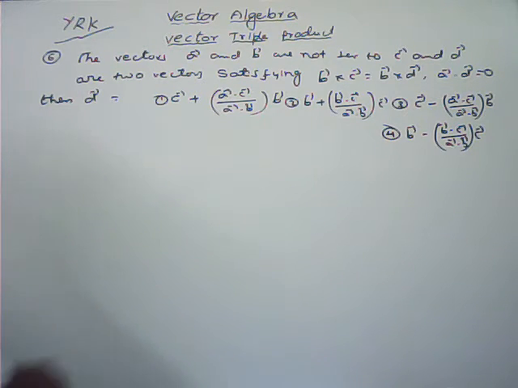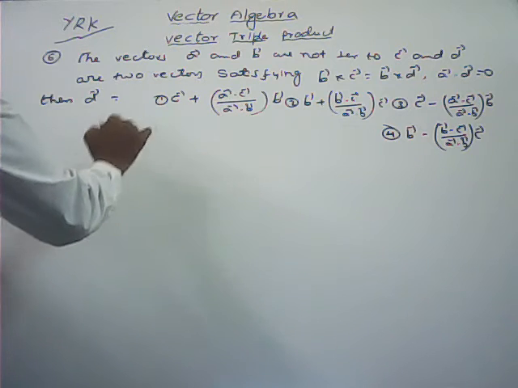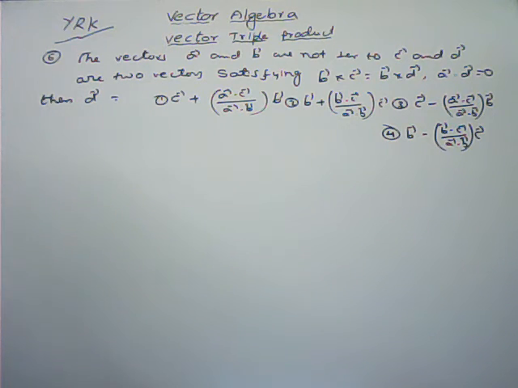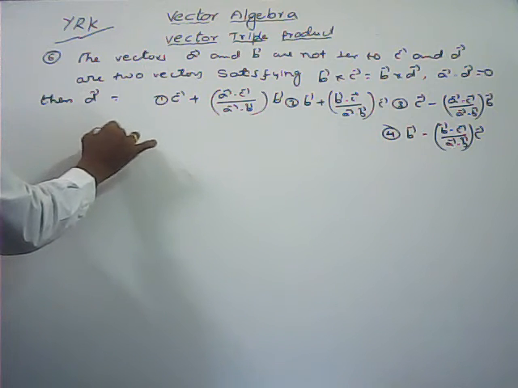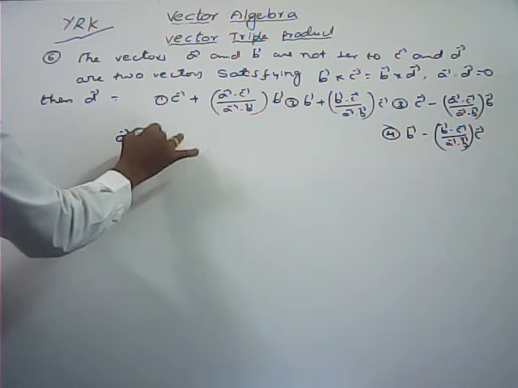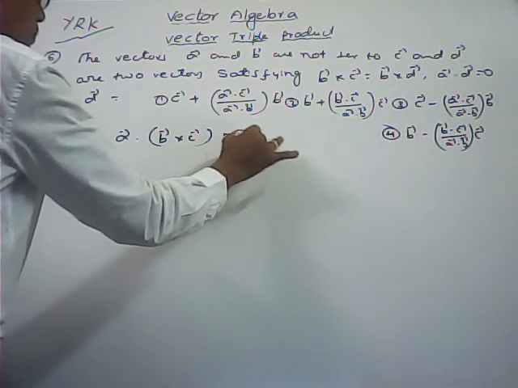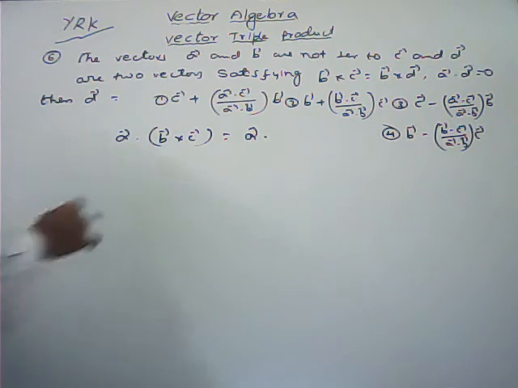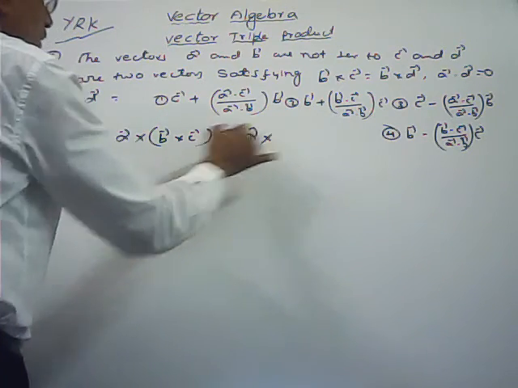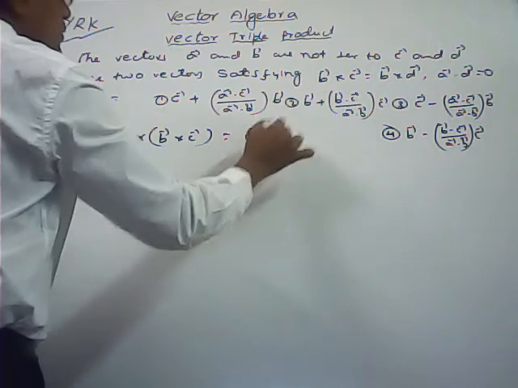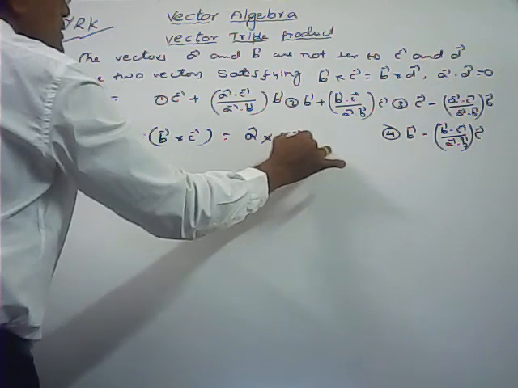Now, here what I am taking, A bar cross B bar cross C bar equals to A bar cross, here B bar cross C bar, what they given, B bar cross D bar is given.